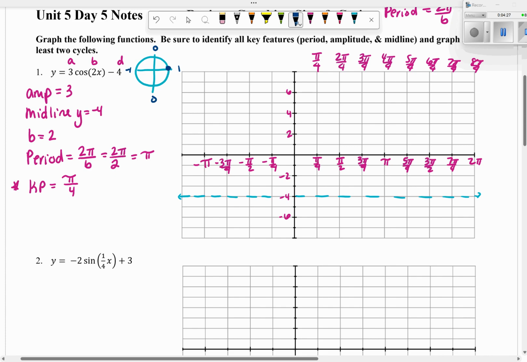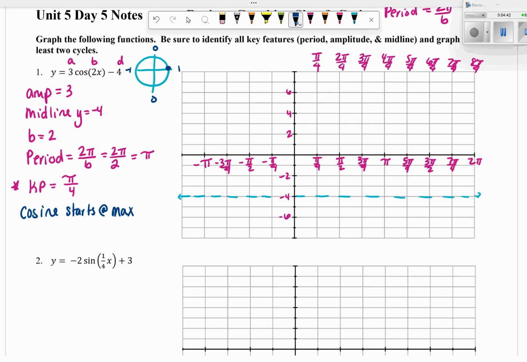So that means that this is going to start at the maximum on the y-axis because it's cosine. So cosine starts at a maximum. If it was a negative in front, it would be minimum on the y-axis.